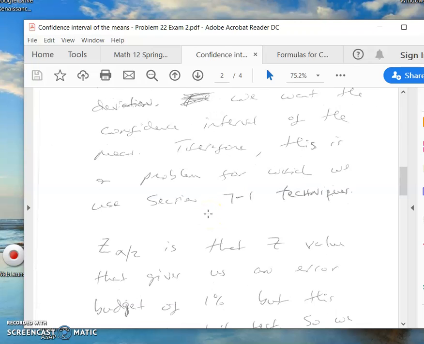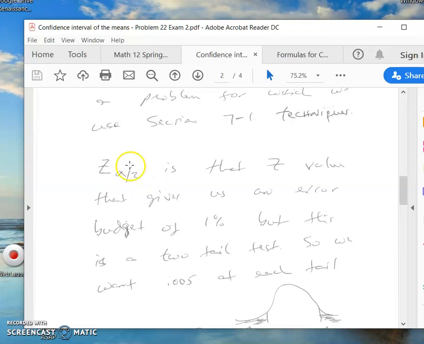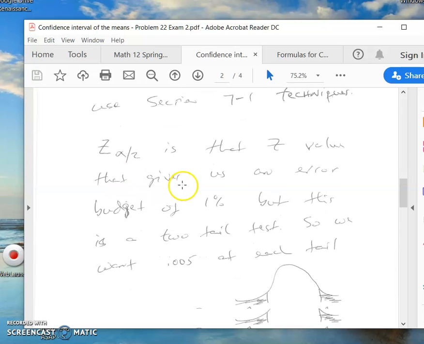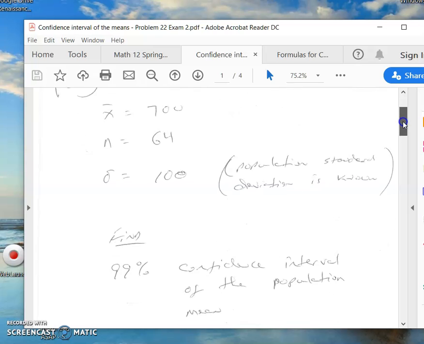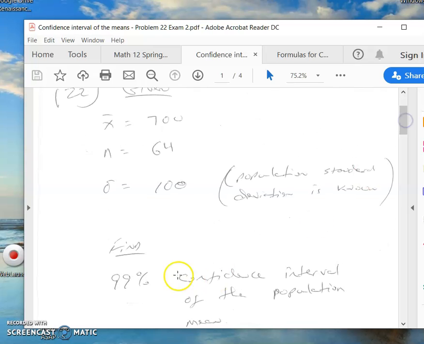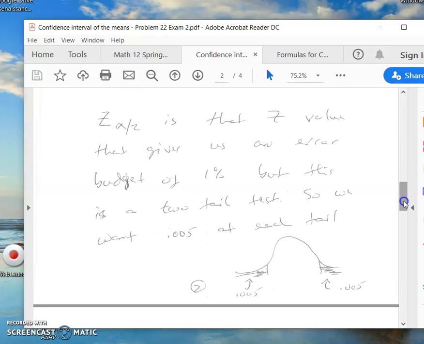Okay, all right. So Z sub alpha over 2, that's the Z value that gives us an error budget of 1%. Now, where does that 1% come from? That's what they told us. They said they wanted a 99% confidence level. So it has to be 99% confidence level. So 1%, the alpha is 1%.